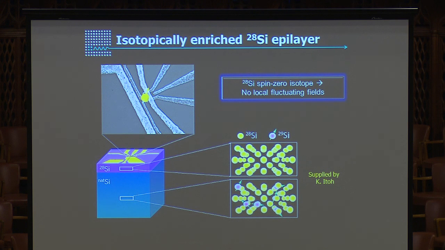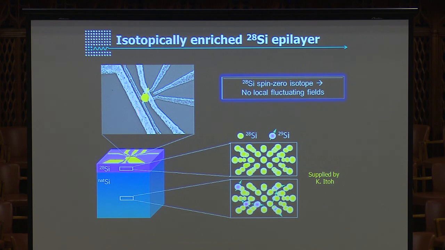In fact, we got these epi layers from our friend Koito in Japan. It's a 1 micron thick isotopically enriched silicon-28 epi layer with 800 ppm residual silicon-29, and silicon-29 is the only isotope of silicon that has a nuclear spin that therefore can cause this magnetic noise that dephases the qubits.